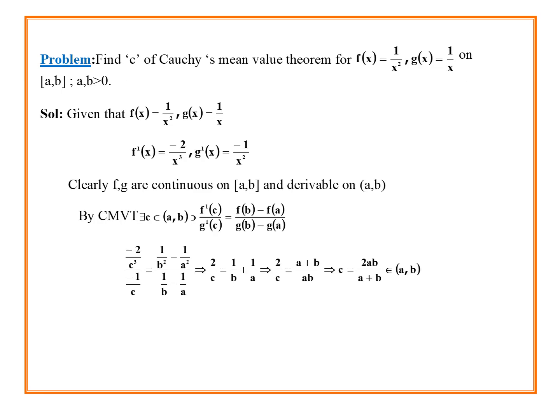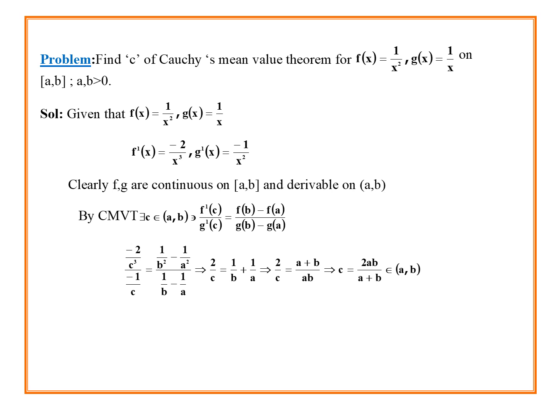The next problem on Cauchy's mean value theorem. Find c of Cauchy's mean value theorem for the given two functions f of x is equals to 1 by x square, g of x is equals to 1 by x on closed interval a comma b. a comma b are positive integers, which means greater than 0.